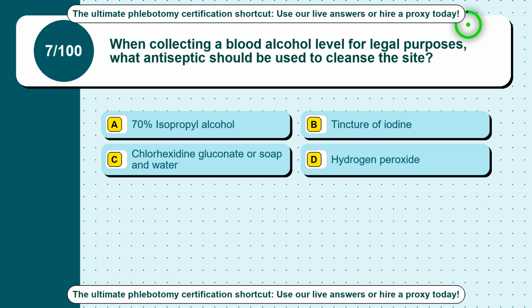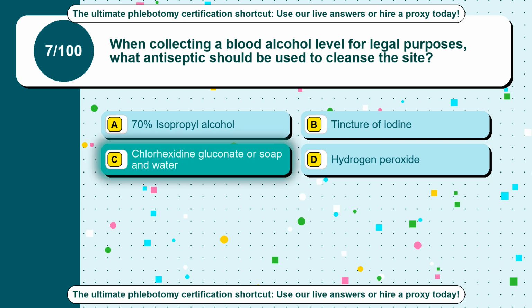Question 7. When collecting a blood alcohol level for legal purposes, what antiseptic should be used to cleanse the site? Option A, 70% isopropyl alcohol. Option B, tincture of iodine. Option C, chlorhexidine gluconate or soap and water. Option D, hydrogen peroxide. The correct answer is option C, chlorhexidine gluconate or soap and water.